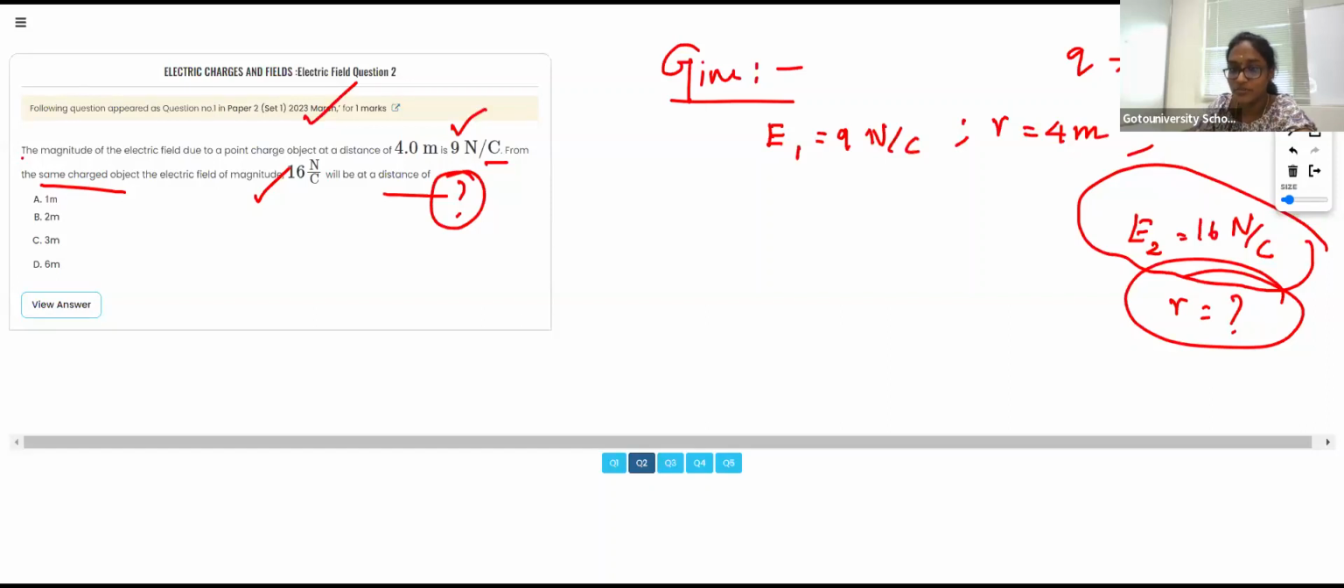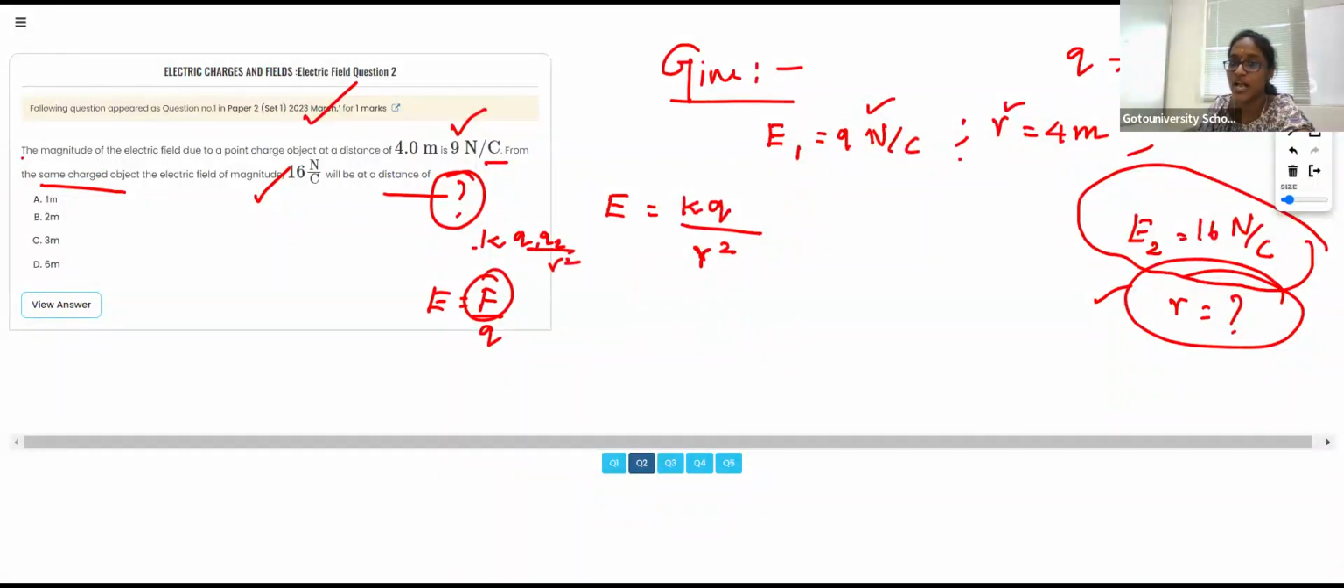Now do one thing. First, we have a value of E and R, right? Is it possible to calculate the value of Q by using this? Then we can easily find the value of R. Yes, because we know E is equal to K Q over R square, right? It is correct. As I said already, E is equal to F over Q, so for the F, we use K Q1 Q2 over R square. Again, we will cancel, so the same way we are getting this.